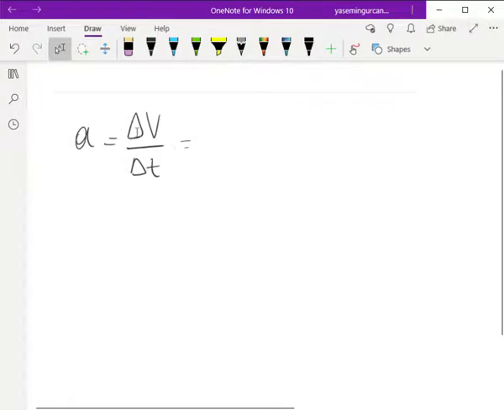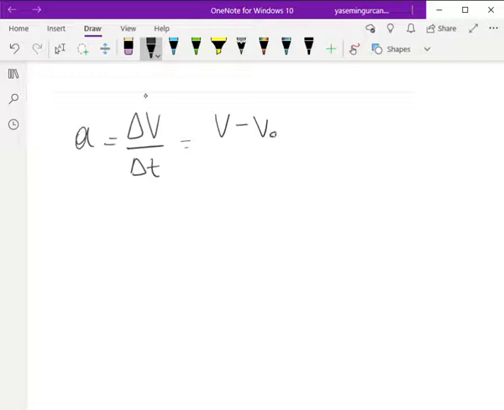Whenever you see a delta in front of a parameter, it stands for the change of that parameter. Therefore, whenever you see it, you can replace it with the final value minus the initial value of that parameter. So delta t is t minus t0. This t naught, or t0, and v naught, or v0, are the initial values of these parameters, and these are the final ones.